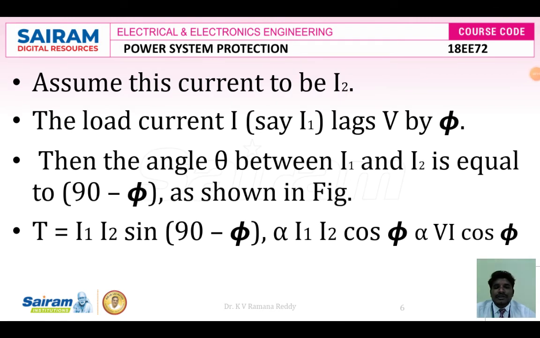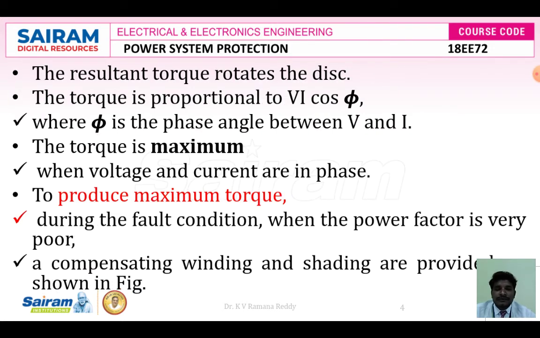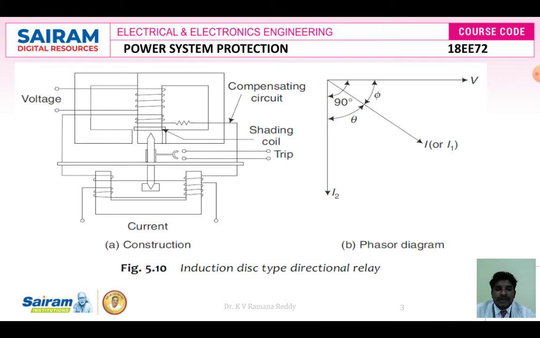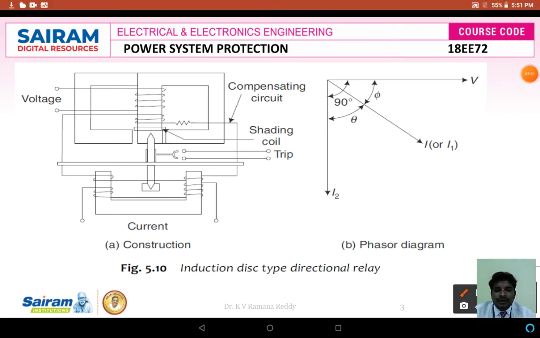Assume this current to be I2. The load current, say I1, lags V by pi degrees. Then the angle between I1 and I2 is equal to 90 minus pi, as we can see from this phasor diagram. The angle between I1 and I2 is actually theta.